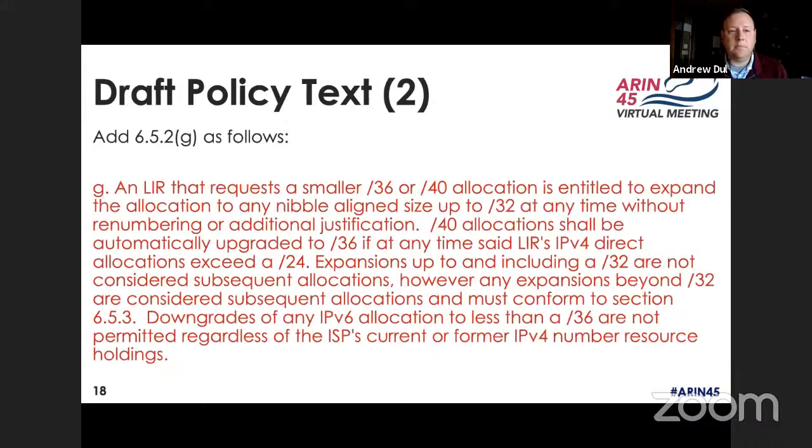All right, next slide. There's also a second section of this policy, which is added as letter G in 6.5.2. This is a policy which basically creates a little bit of a reserve area for these organizations so that they can easily expand their allocation when they need to. And this expansion actually does cause a fee change. So if they move from a /40 to a /36, or if their IPv4 holdings increase, their allocation automatically increases. Next slide, please.